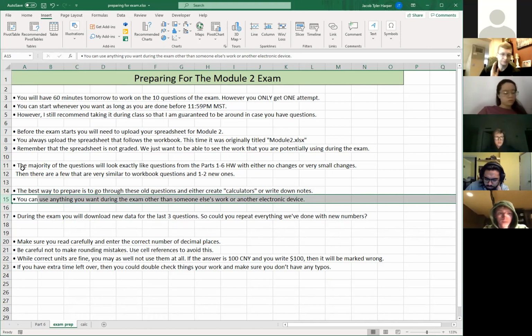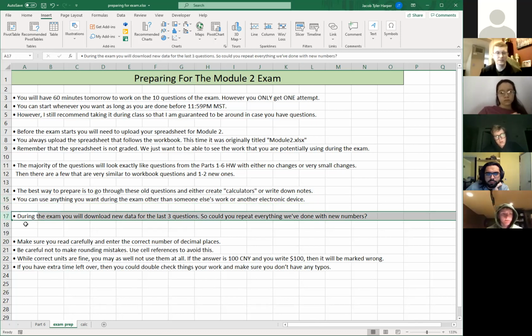But because it's open note and open everything, you want to take advantage of that. Write down anything like the formulas that are potentially confusing. You don't want to have to figure that out during the exam, and create nice calculators beforehand so you don't have to build things during the exam. You want to minimize how much time you're spending on the easy questions, so you can have plenty of time to work on the newer ones.